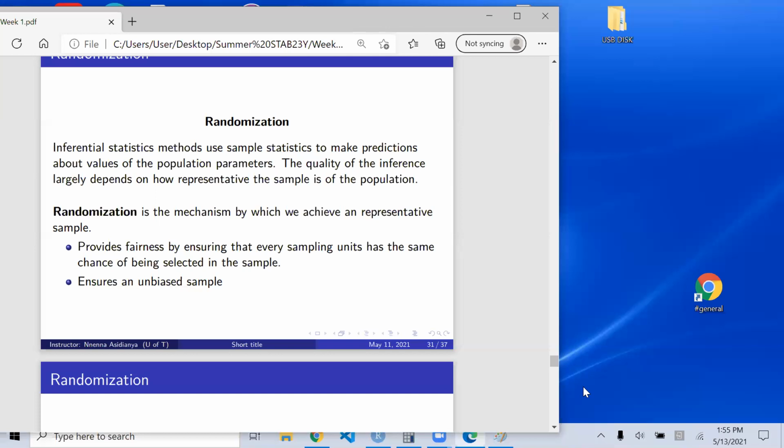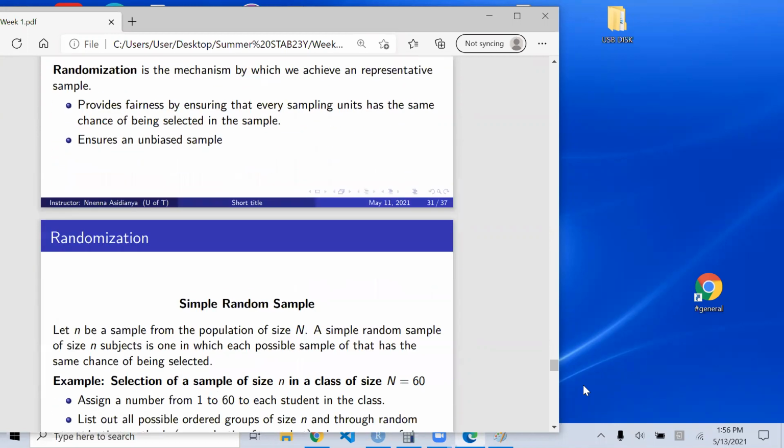What does it mean to be random? It means it's truly a random process. Anyone has an equal chance of being selected. That's what it means. So you didn't favor one person over another in being selected in your sample. It ensures your sample is unbiased. A biased sample is one in which you suspect that certain members are more likely to be in your sample than others.